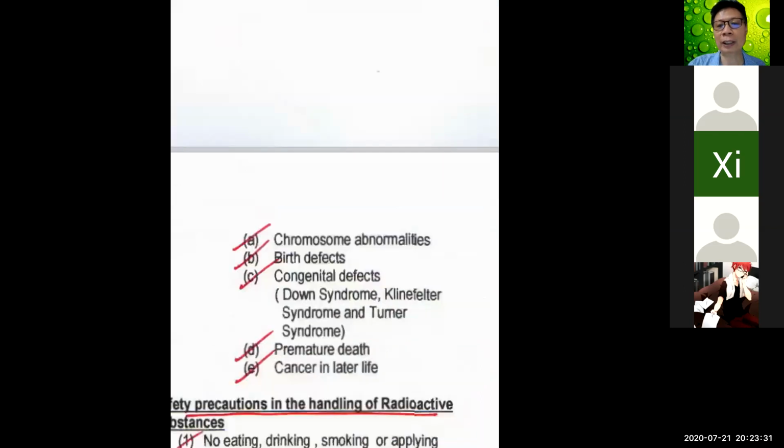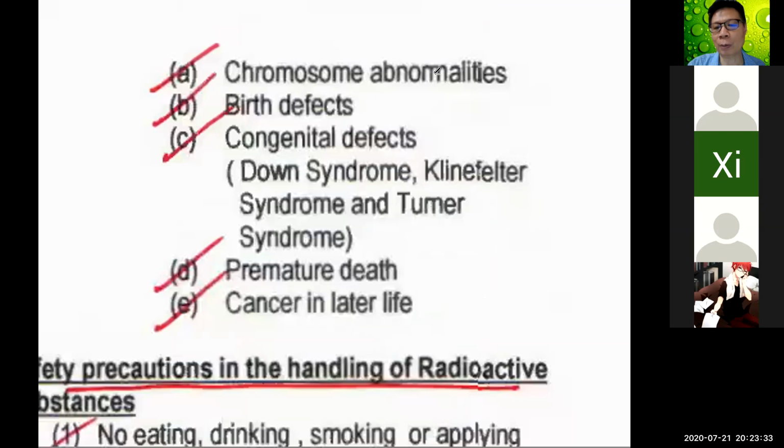Chromosome abnormalities. The chromosome is not normal already. You learn biology, you know what a chromosome is, right? Chromosomes can determine our appearance, everything in our body. Birth defect: before nine months, the baby is already dead inside the mother's stomach.